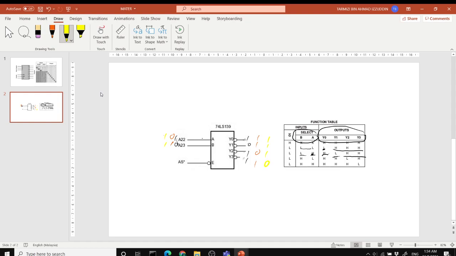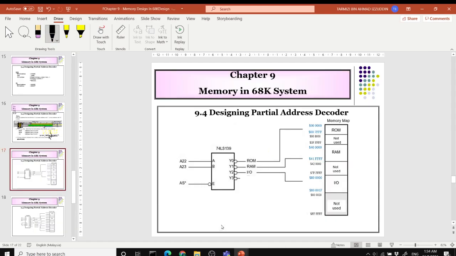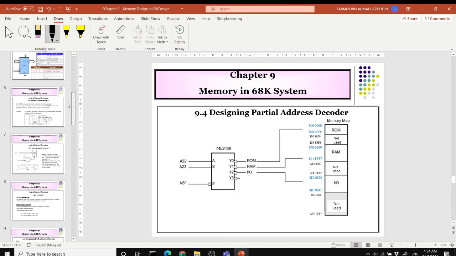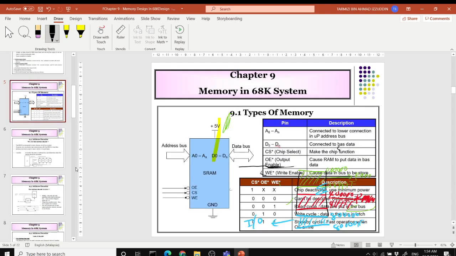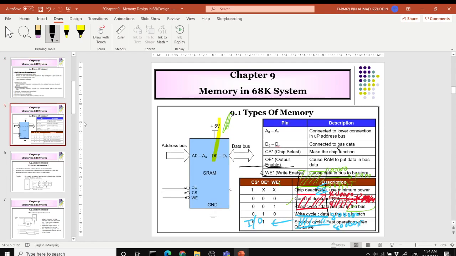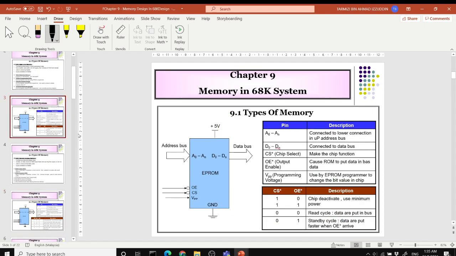So you can imagine that depending on the input bits, you select which output bit will be low. So why do we need low? If you recap, to select a peripheral, the chip select over here needs to be low. Chip select over here, you need that to be low.